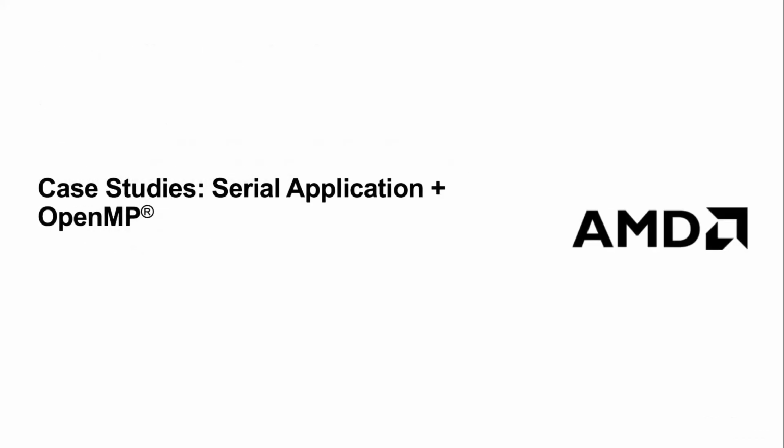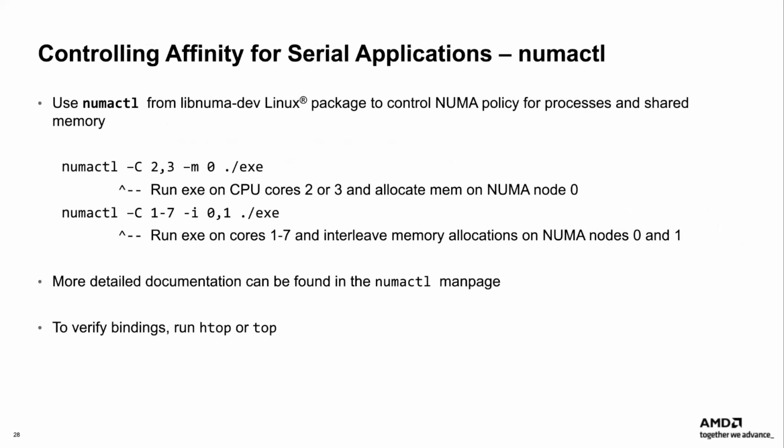Okay, so for the serial application case, some examples using numactl. numactl comes from the libnuma-dev Linux package, and it can be used to set affinity. So for example, there is an application .exe, and we want to run it on either core 2 or core 3, and we want all the memory accesses to be local to NUMA domain 0. In the second example, we are providing a range of cores for this process to be scheduled on, and we also want to interleave memory accesses between NUMA domain 0 and 1.